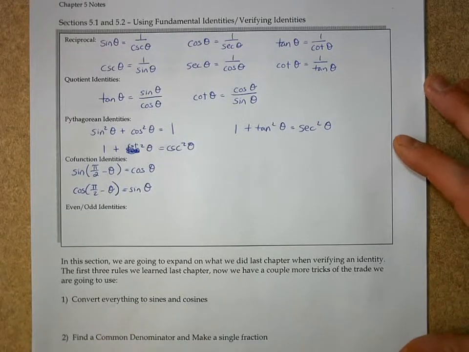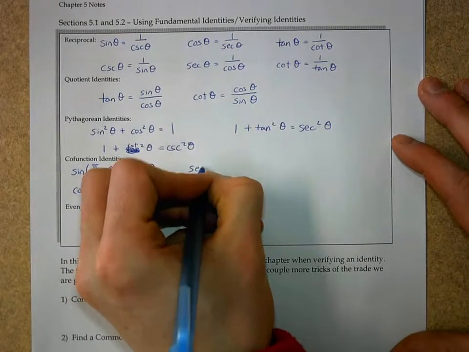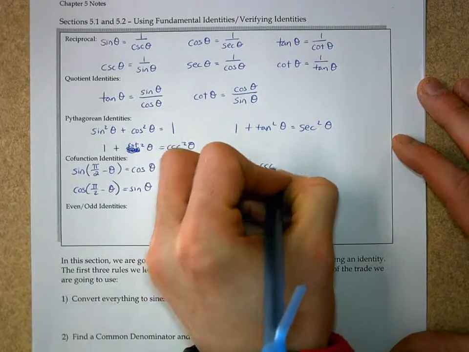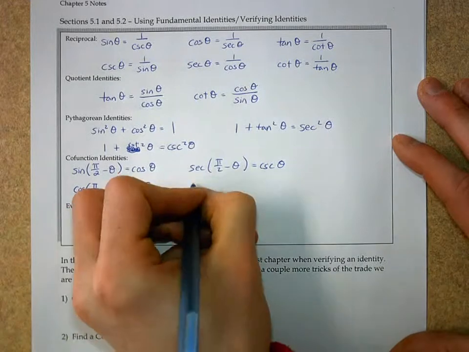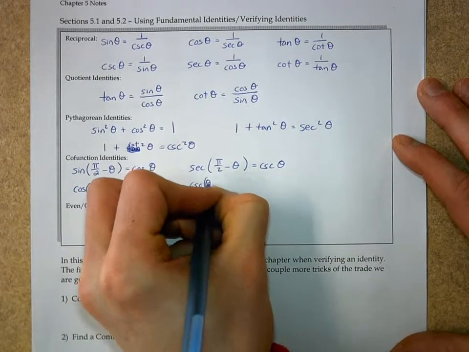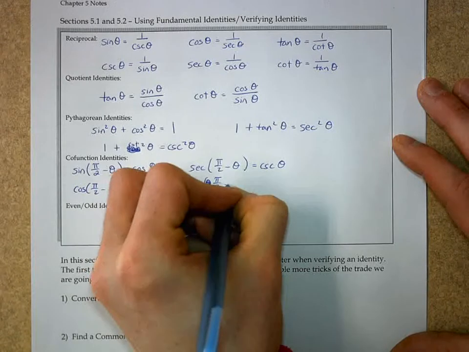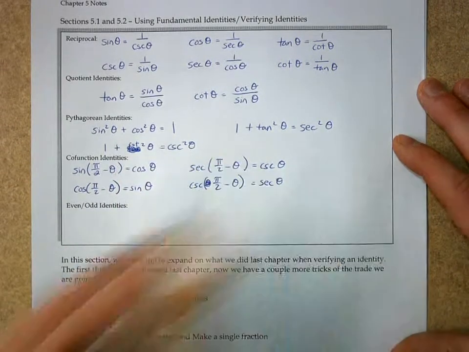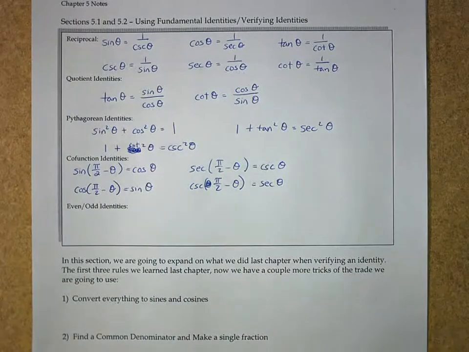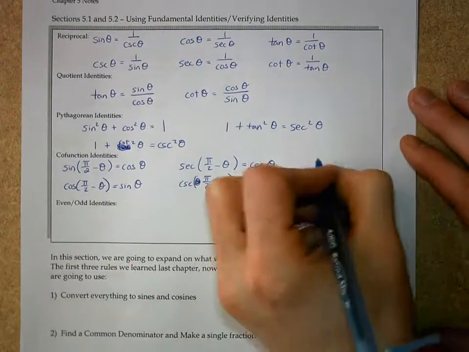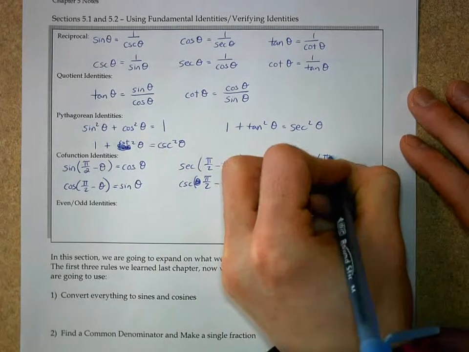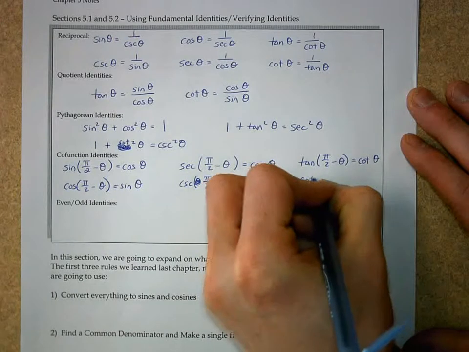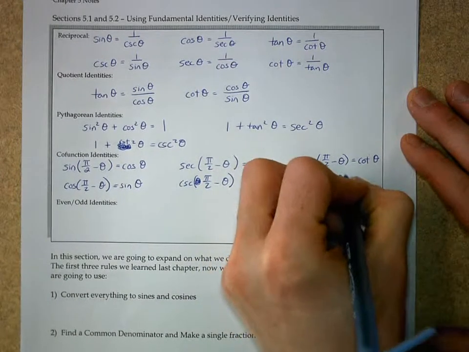The second pairing we had were secant and cosecant. So the secant of pi over 2 minus theta equaled the cosecant of theta. And then going in the opposite direction as well. The cosecant of pi over 2 minus theta equaled the secant of theta. And then finally, the tangent was paired with the cotangent.